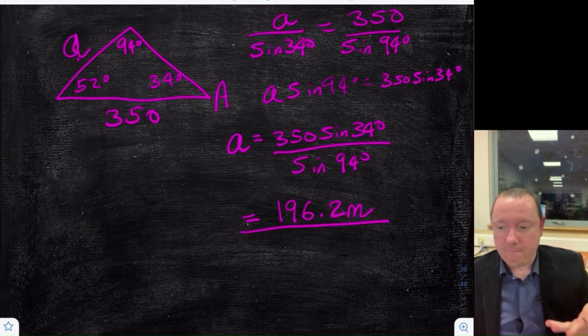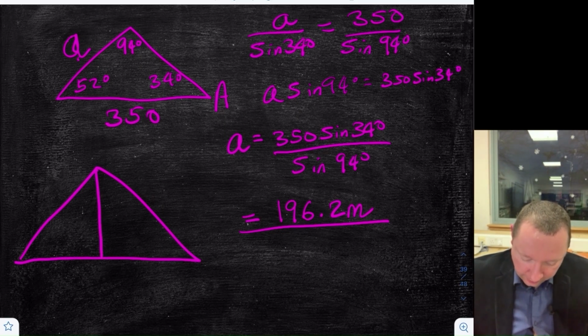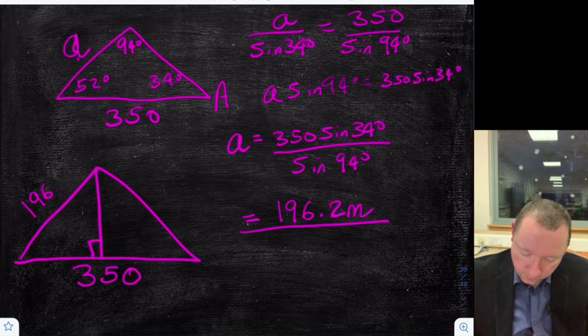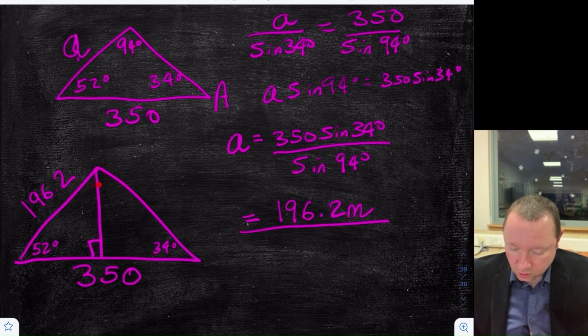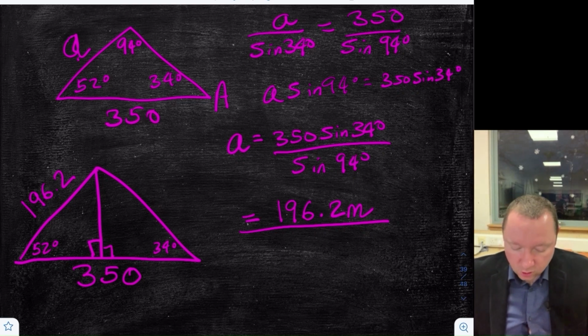But now I need to get the height, okay? So redrawing my triangle with all the information I've got now. I want this height here. I know that this bottom whole thing is 350. I've just calculated that this one is 196.2. And I know some angles. I know this is 52 degrees. This is 34 degrees. I'm not going to bother putting this on because it doesn't cut it in half. It adds up to 94, but it doesn't cut it in half. You can calculate either this angle or this angle using right angle triangles here. But there's lots of ways now to work out this height.